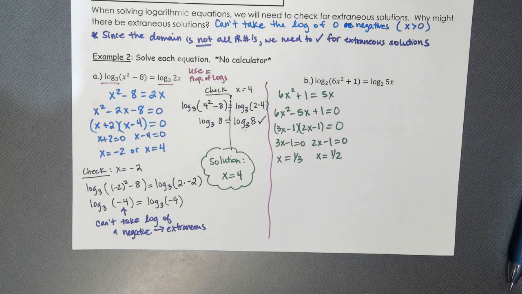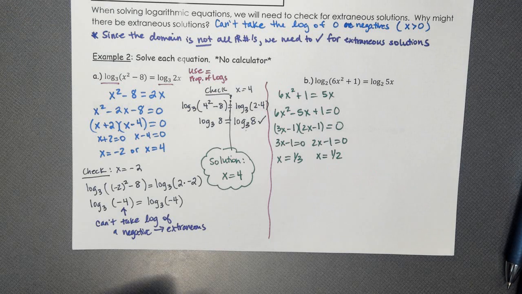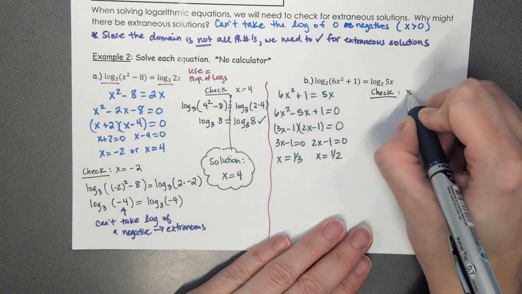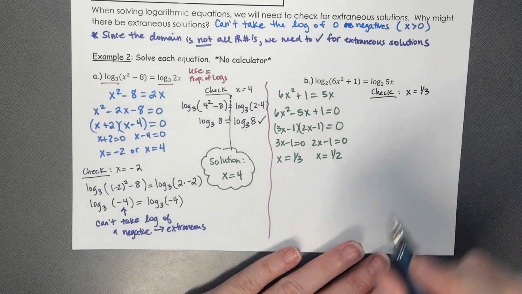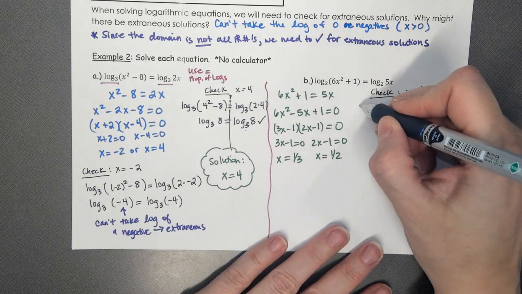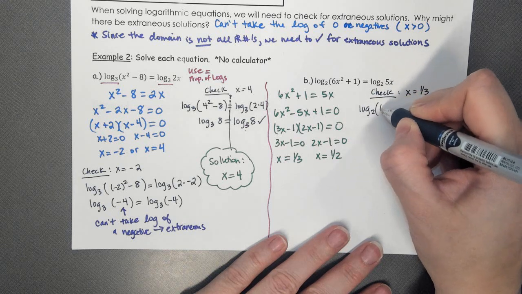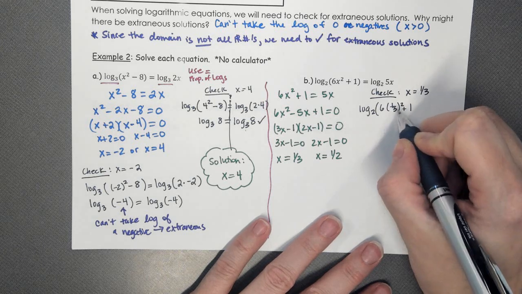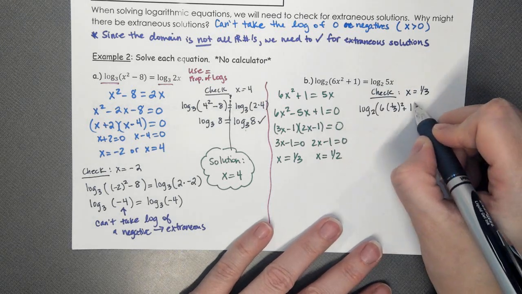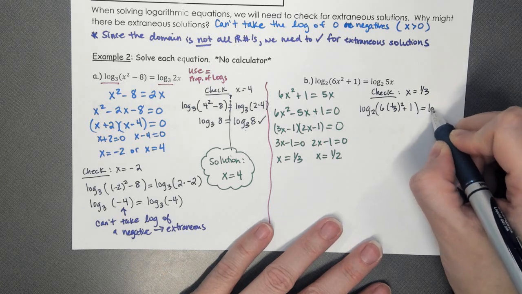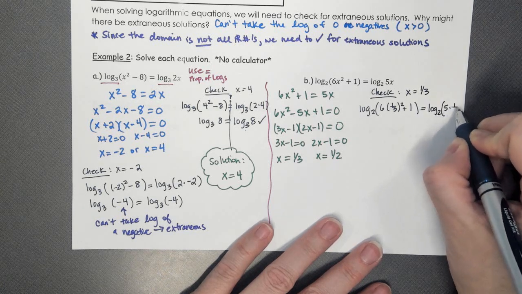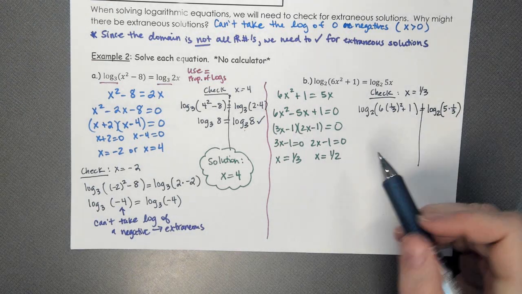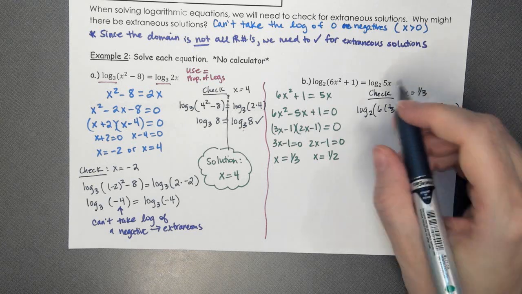And then we have to do the checks. Okay? So the first thing we're going to check is x is 1/3. We're going to do this step by step. So when you have log base 2 of 6 times 1/3 squared plus 1, anytime you have an exponent, you should be plugging this in a parenthesis. And then this is 5 times 1/3. Okay, so if you're doing 1/3 squared, what is it?